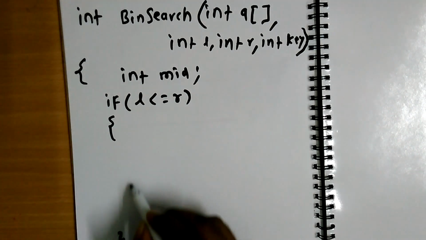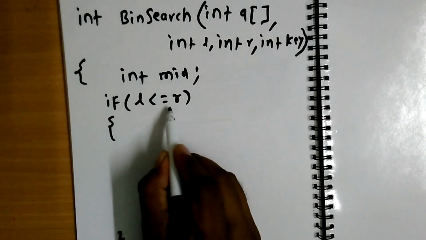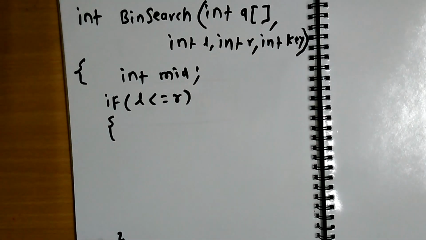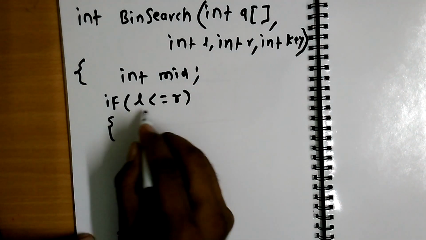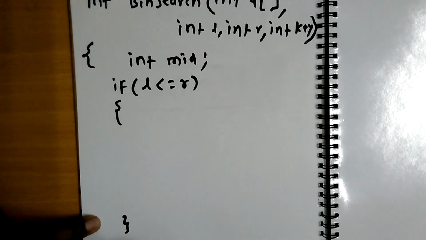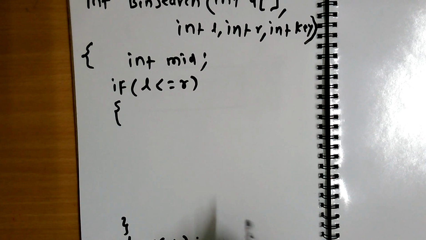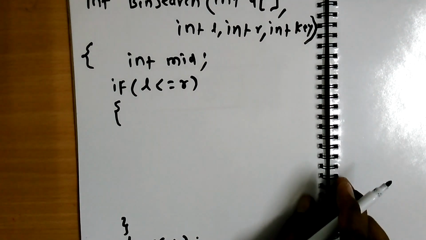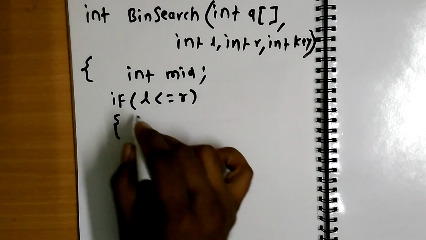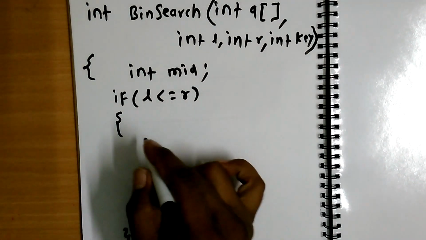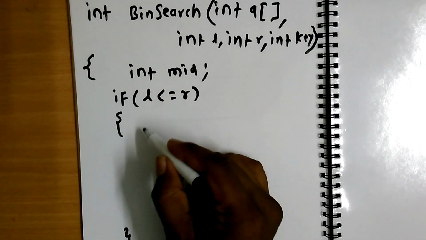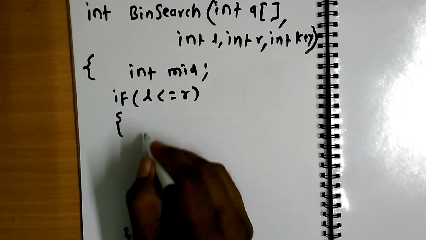So I'll do this binary search logic only when there is at least one element in the array. Otherwise, I'll simply return from here. If this is false, I'll simply return -1, saying the number you want to search is not present in this array at all, because there is no element in the array. But if there are elements in the array, I'll do this searching logic.